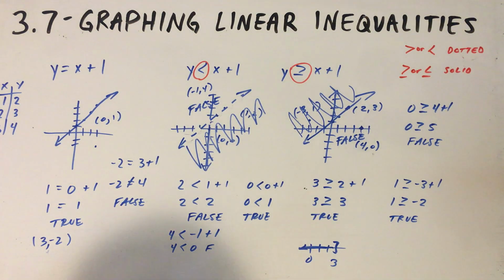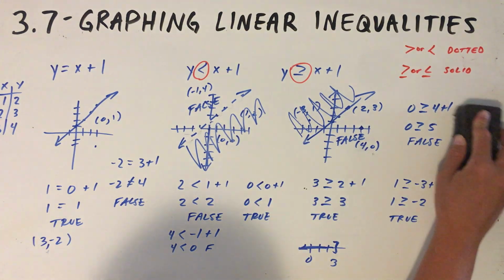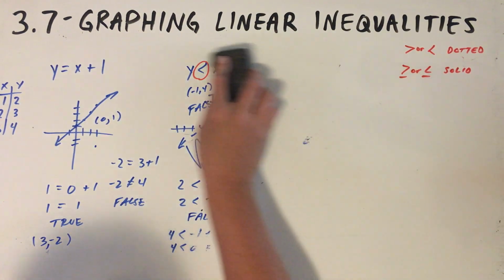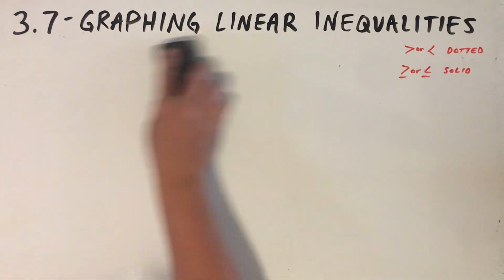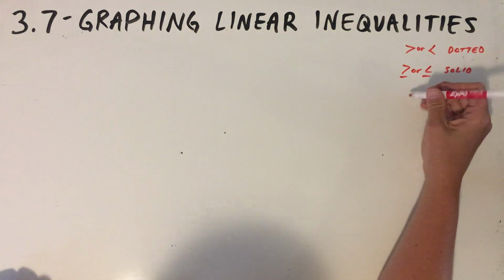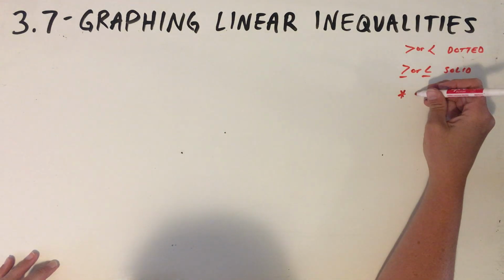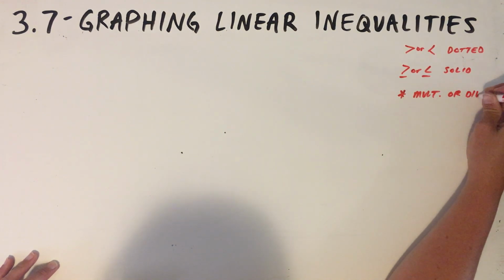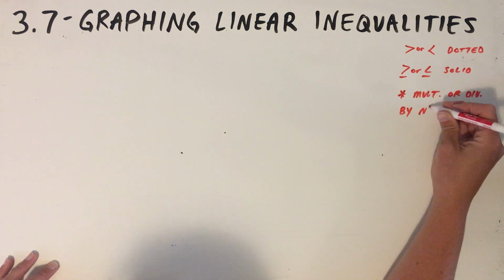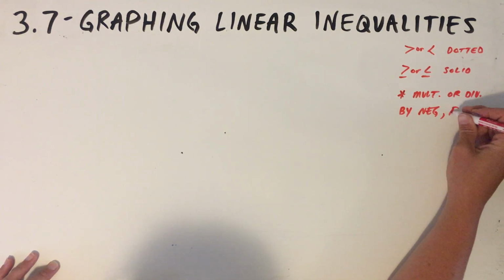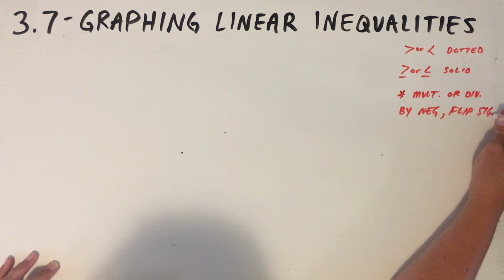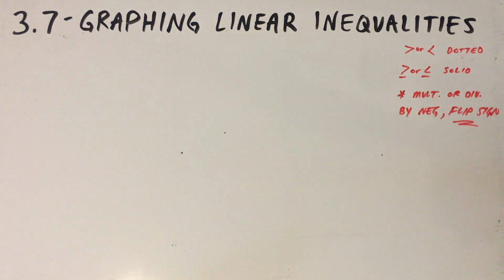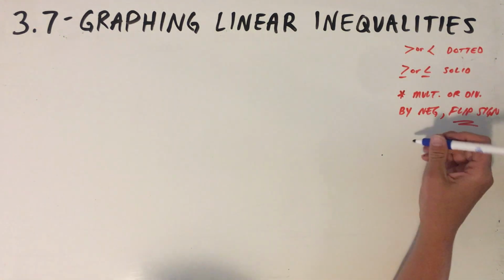Well, first let's talk about a couple other tips. We want to remember that if we multiply or divide by a negative, note to self, if you multiply or divide by a negative, you should flip the sign. Okay, we may or may not use that rule, but just some things to remember about inequalities. Inequalities are not just a single solution. There's a lot of things that make them true. Okay, so what are my steps for graphing these?